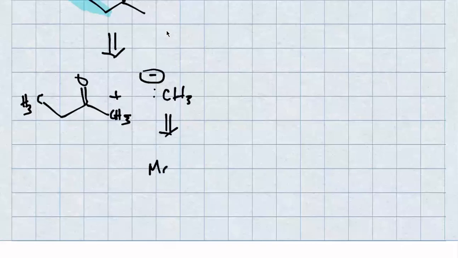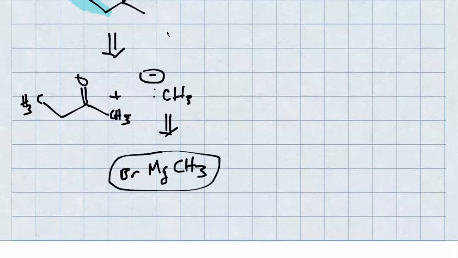I can just stick a magnesium here, right? And a bromine, boom, and now I have my Grignard, right? And it's important to write it that way. The magnesium is covalently bound to the carbon. That's what makes it an organometallic. So I got to write it in this order. All right. Any questions about that?